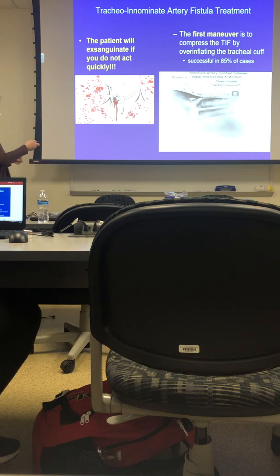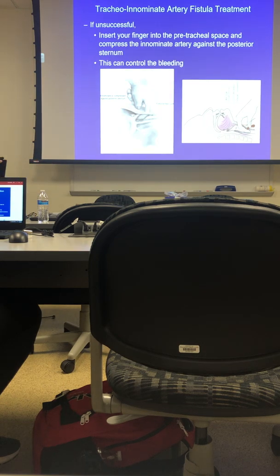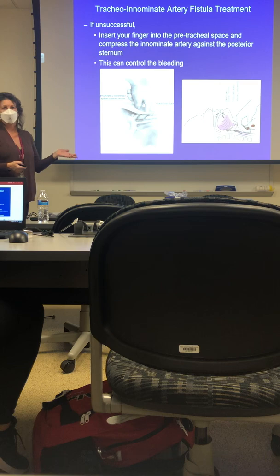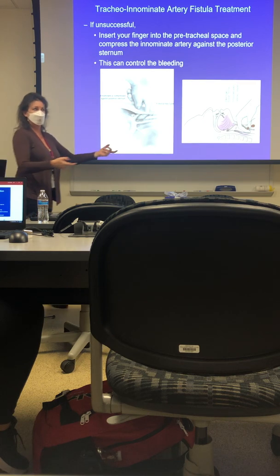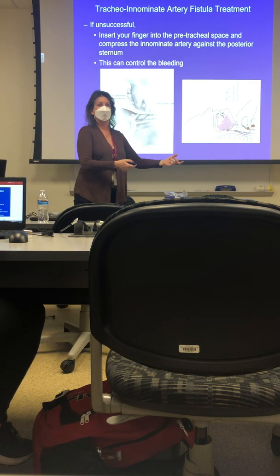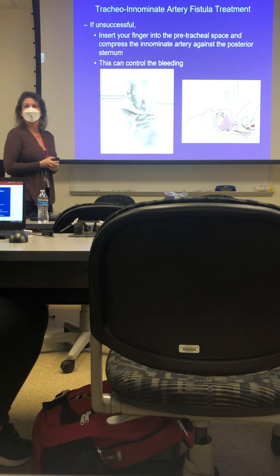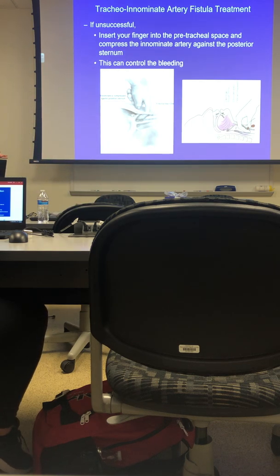If that doesn't work, then the other option is to try to put your finger into it and compress the innominate artery with your finger. So put your finger in the trach and compress that artery. It's right against the wall here. So you would just hold that, and you would have to hold it as you're going down the hall to the OR, okay, to try to stop that bleeding. All right, so in my 30 years, it's only happened to me once.